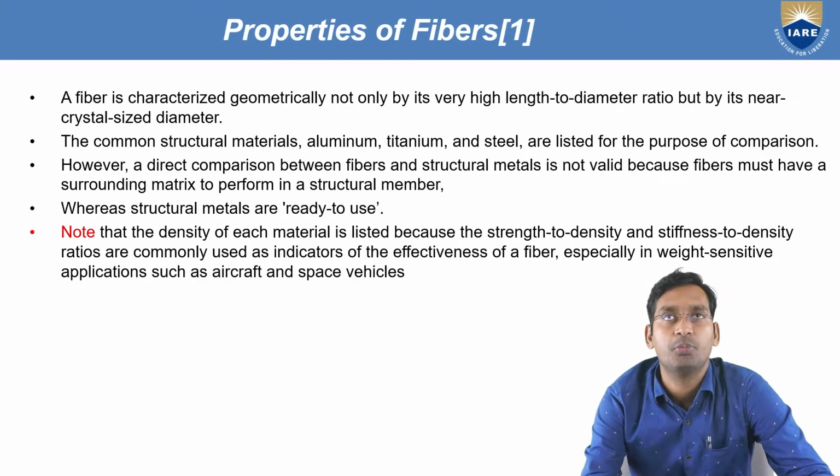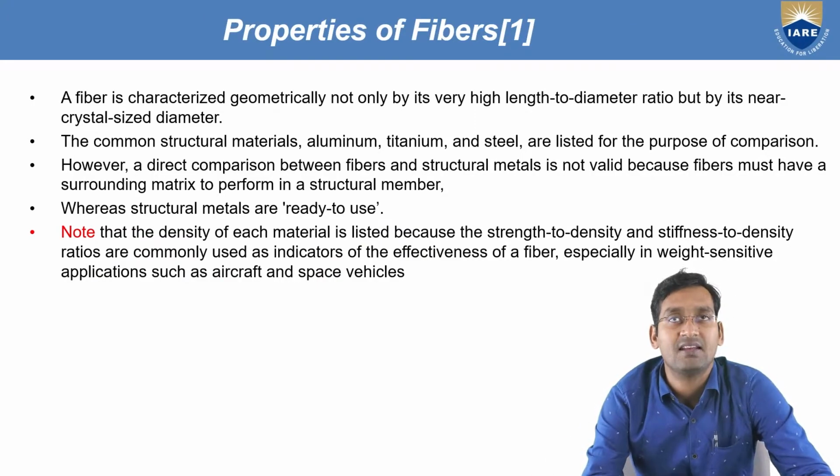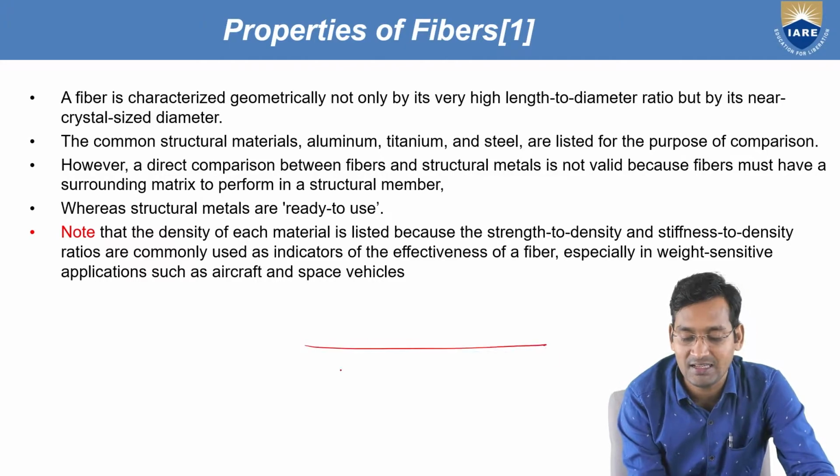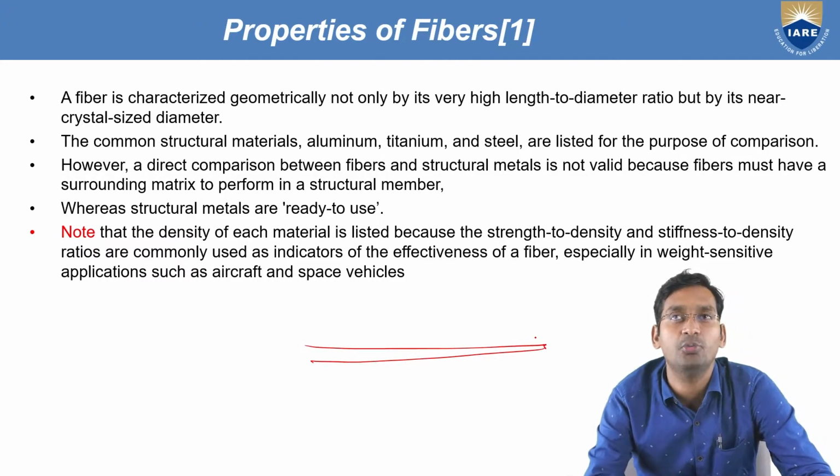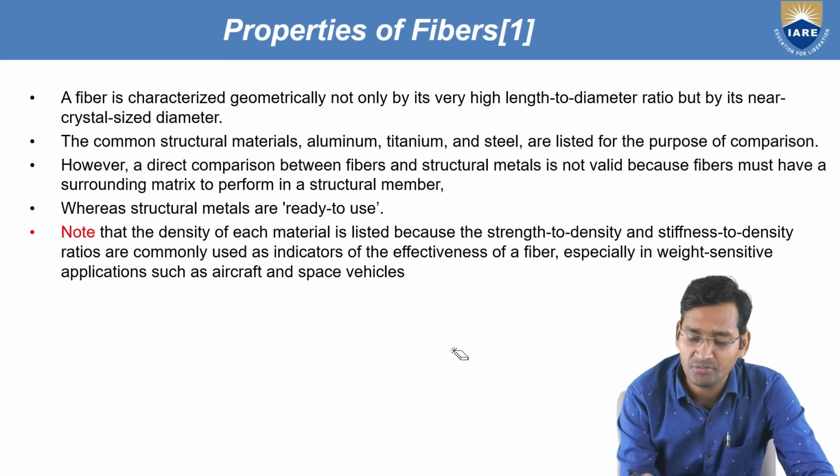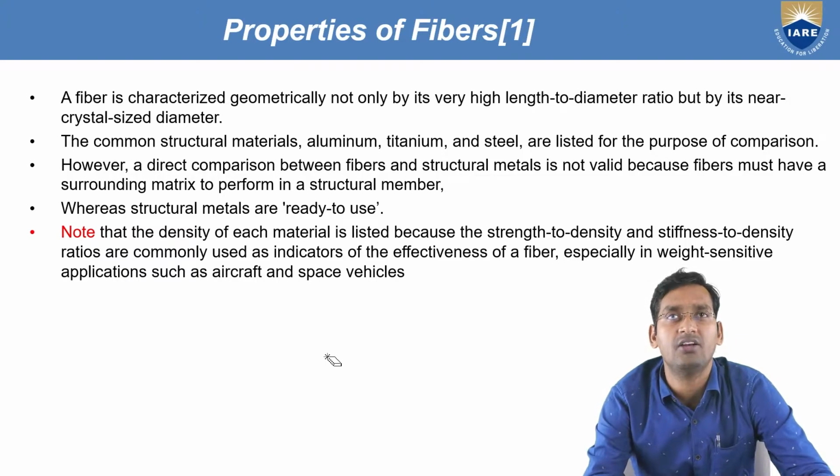Now, properties of fiber. A fiber is characterized geometrically not only by its very high length to diameter ratio, but by its near crystal size diameter. As we have seen already, the length to diameter ratio should be greater than 1000, then only can we say it's a long fiber. Then internally, the diameter size should be near to the crystal size.